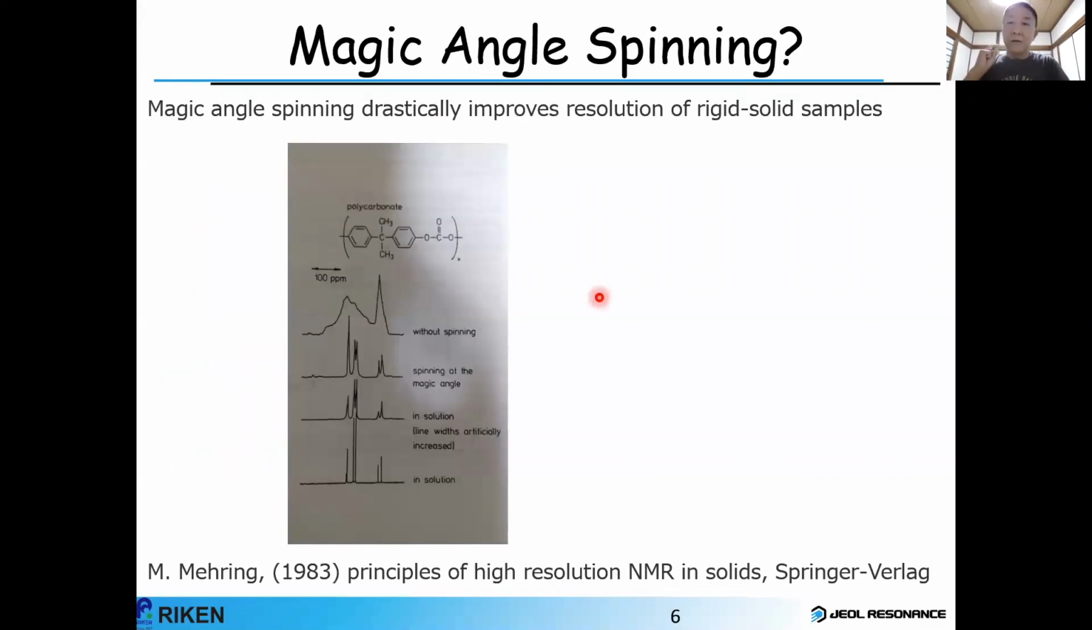Then, the benefit of magic angle sample spinning is resolution. This is an old example taken from a textbook. Without spinning, we have a very broad line shape for the carbon-13 NMR spectrum. But magic angle sample spinning gets rid of this broadening, and then we can enjoy a high resolution NMR spectrum, similar to solution NMR. So this is why we need magic angle sample spinning. As you see, the drastic effect of magic angle sample spinning.